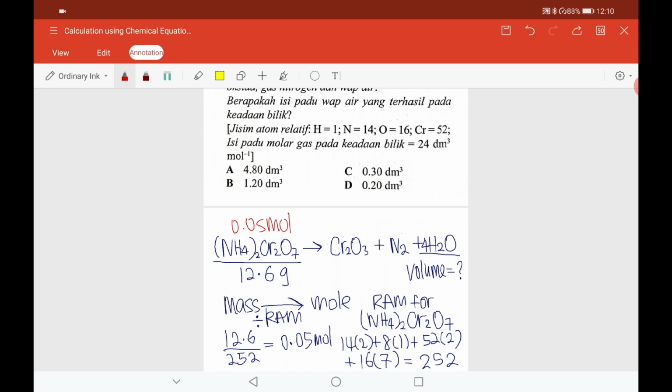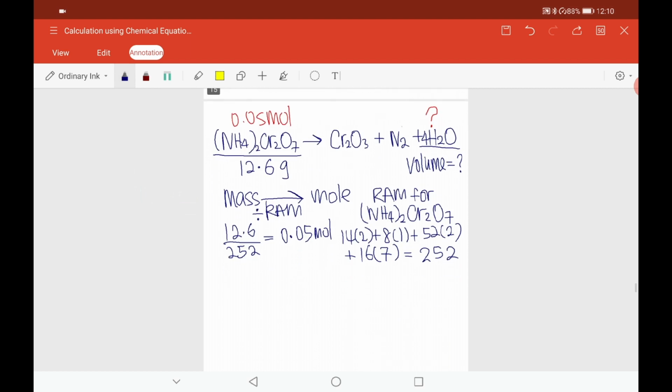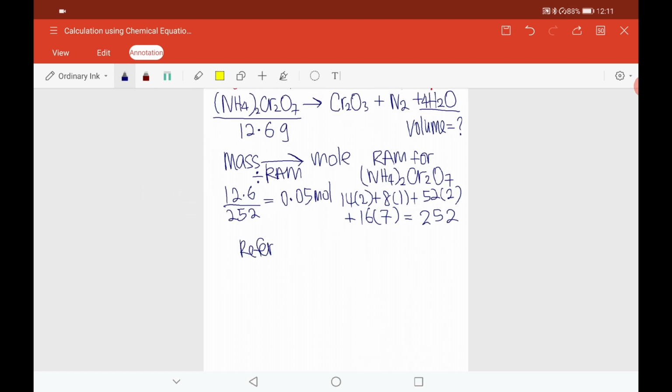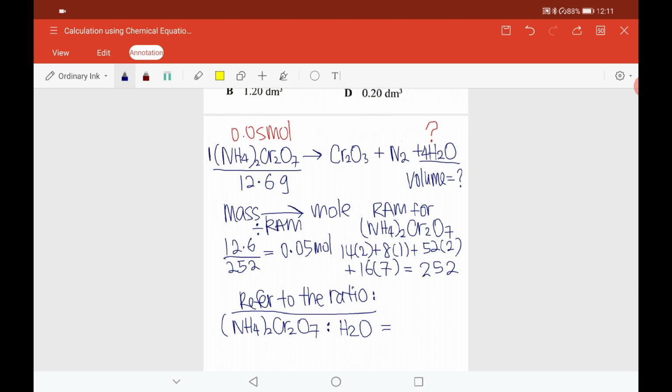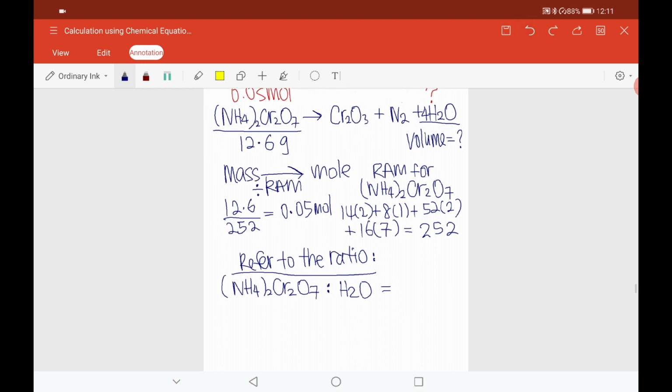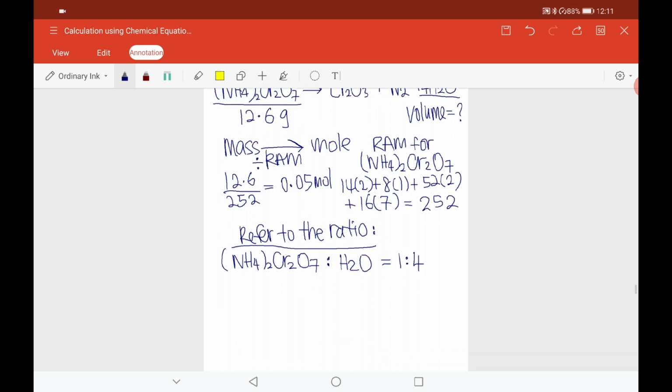So how to find the mole of another substance? We can use ratio. So refer to the ratio. The ratio we can refer to NH4 bracket 2 Cr2O7 and water. The ratio is the number in front of formula, which is 1 and 4. So from the ratio we can find the mole of water.